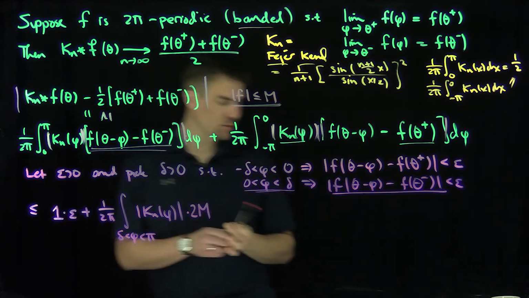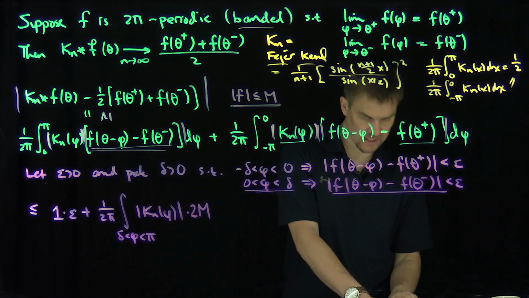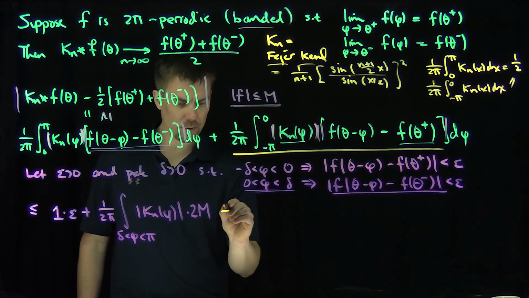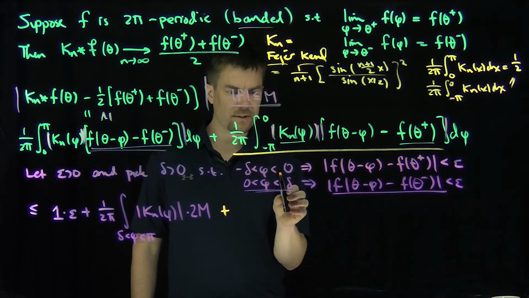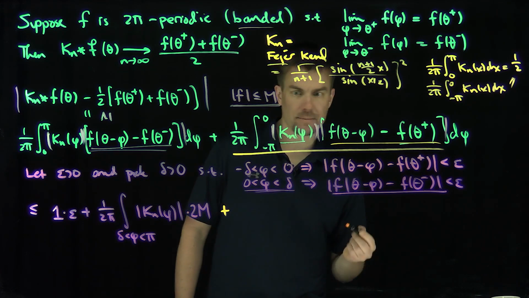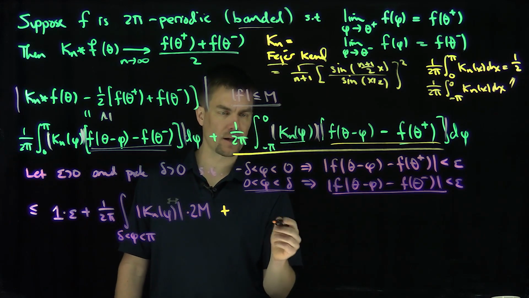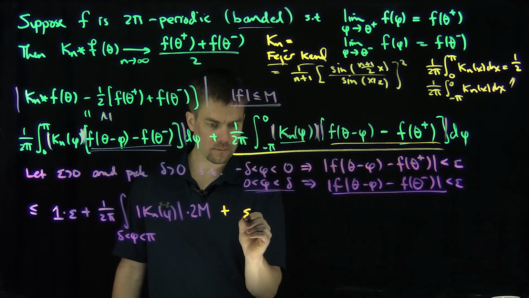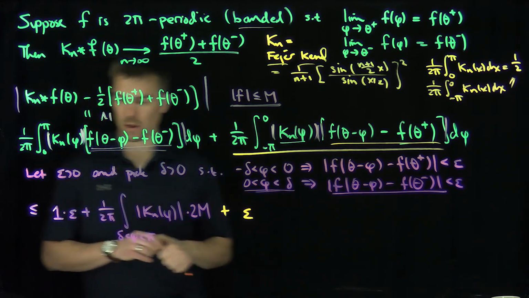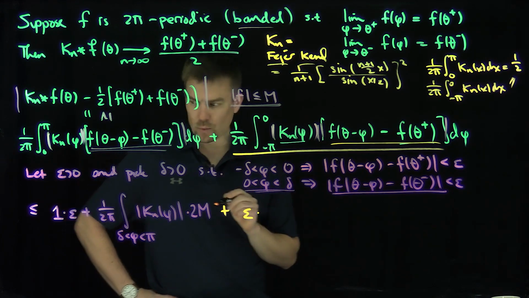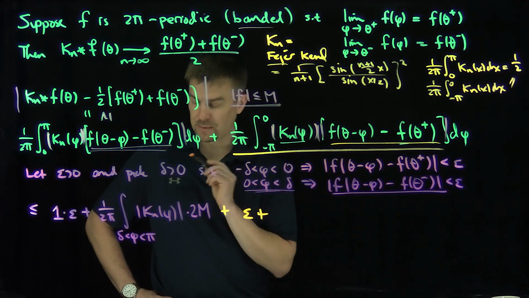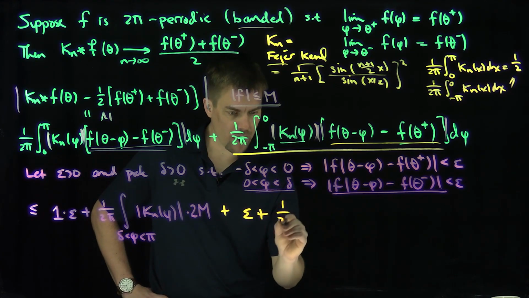And then likewise over here, what can I say about these terms over here? I can do the same trick. When you're between negative delta and 0, we know that these terms over here are within epsilon of each other. So I'm going to get an epsilon. Of course, there's an epsilon over 2 pi, but that's even smaller, right? So I can say an epsilon times, plain old epsilon plus 1 over 2 pi.